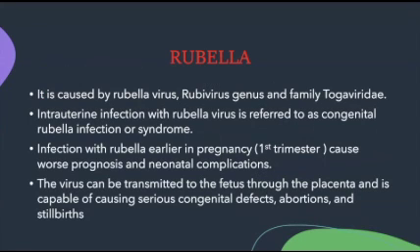Another infection may cause a lot of abnormalities in newborns. In fetuses, it's rubella. Rubella infection is caused by the rubella virus. Intrauterine infection with rubella virus is referred to as congenital rubella infection or syndrome. Infection with rubella earlier in pregnancy causes a worse prognosis and neonatal complications.